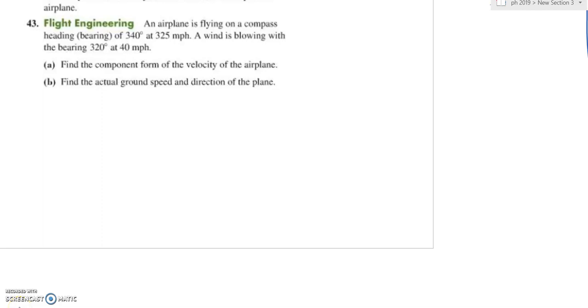Okay, so this is number 43 from the homework from section 6.1. So we're going to talk about vectors, but right now we're going to think of velocity vectors. So we're going to mix this whole idea with an airplane and bearing.